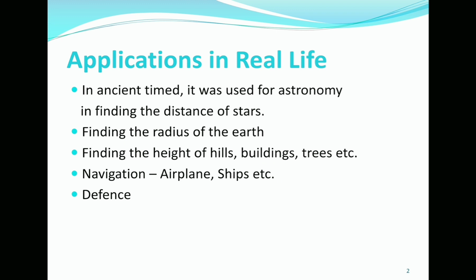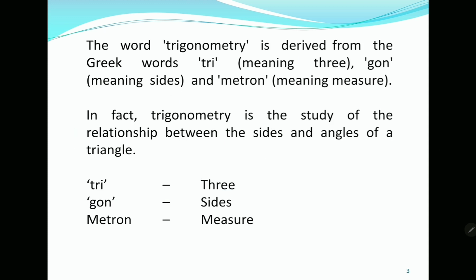So first question is, what is application of trigonometry in our real life? So in ancient time, it was used for astronomy and used to find distance between stars, radius of the earth and all. So yes, we also use trigonometry for finding height of the hills, buildings and trees, and finding angle of inclination and declination, navigation purposes, airplanes and ships, and then for defense as well. This trigonometry word is derived from the Greek word tri, which means three, and metron, which means measure. So measuring three sides of triangle, and the triangle is right-angled triangle.